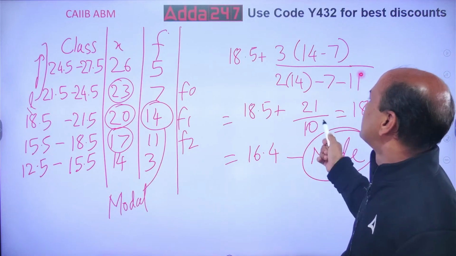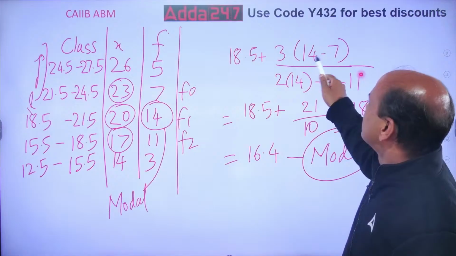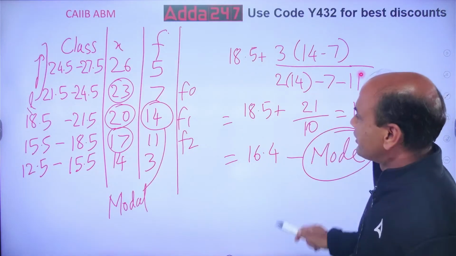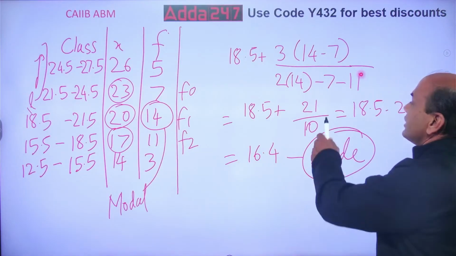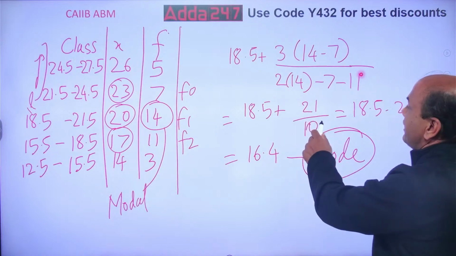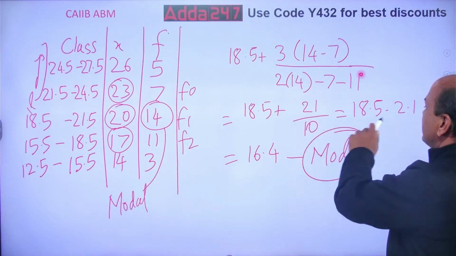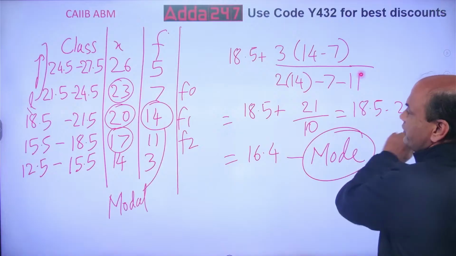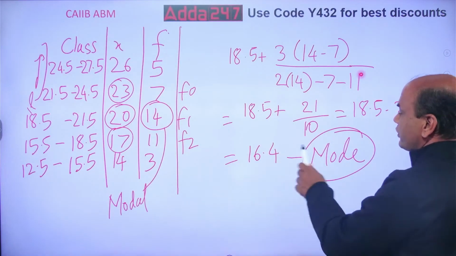So now solve this. 18.5 plus 3 into 14 minus 7 is 7. And the below answer is 10. So you will get 18.5 minus 2.1. So 16.4 is the mode.